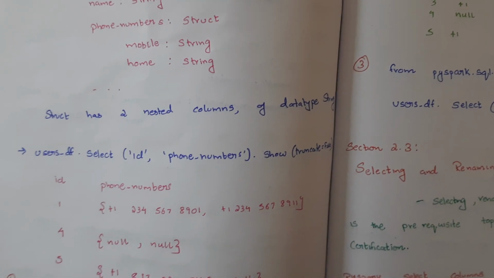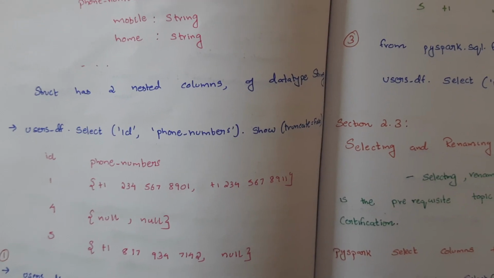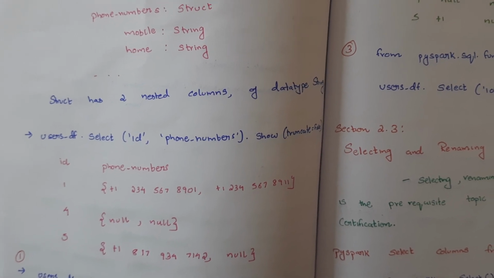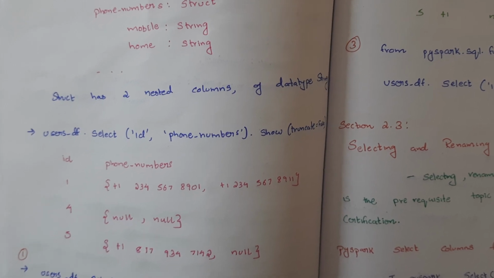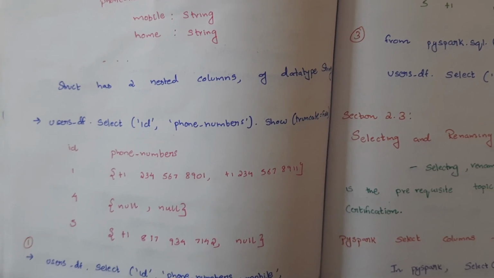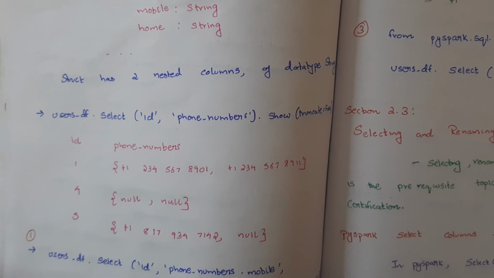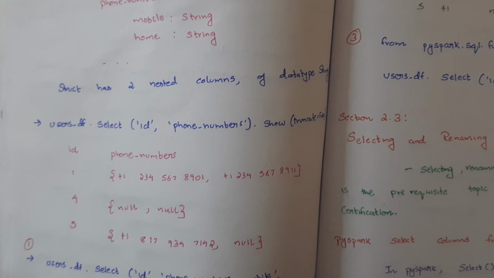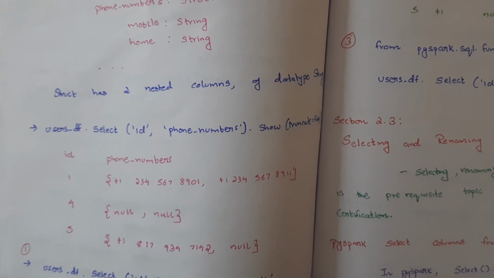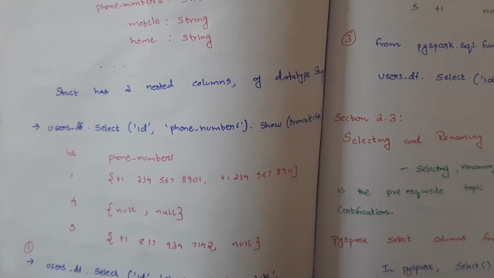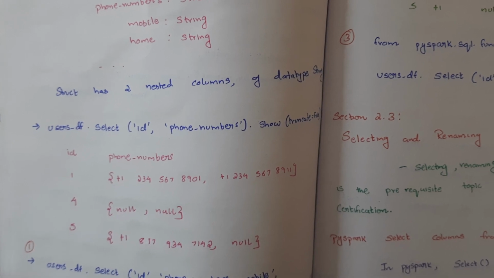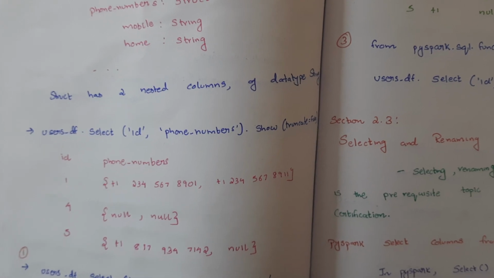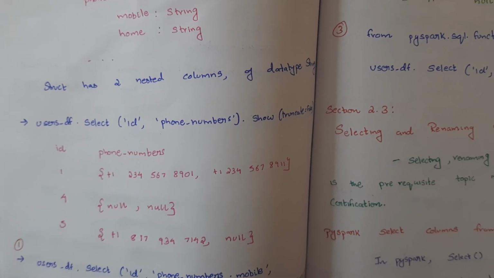Then, if you see, we are trying to select columns here: users_df.select(id, phone numbers), then doing .show with truncate equal to false. We are selecting only the id and phone numbers columns here. The ids are 1 2 3 4 5, and phone numbers hold the values of mobile and home phone numbers. If you are not mentioning any mobile number, it will come as null. In the fifth id, we have only the mobile and home is not there, so we are getting a null value here.